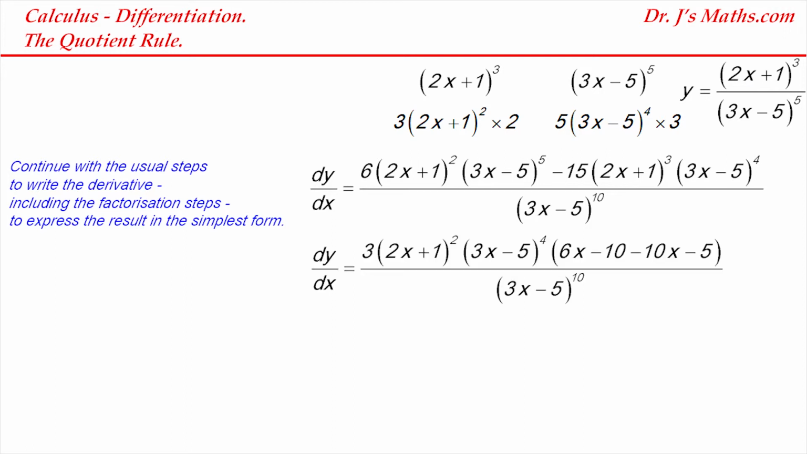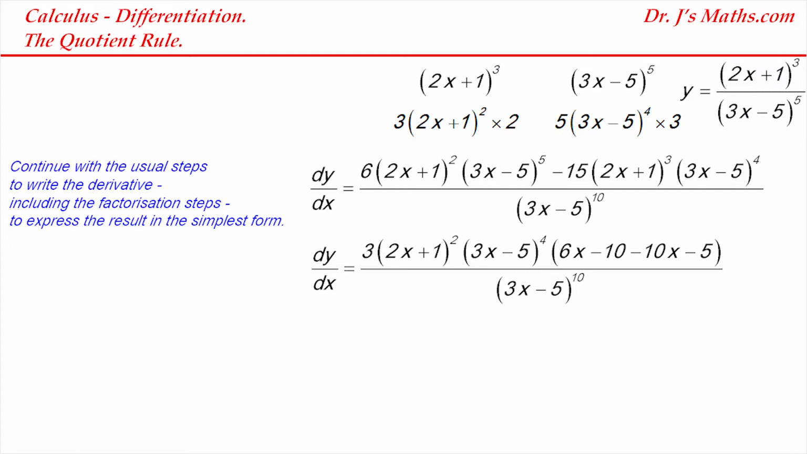We now tidy up. We've got a 3 as a common factor in the two terms in the numerator. We've got a 2x plus 1 squared as a common factor, and we've got a 3x minus 5 to the fourth as a common factor. So we're going to take all of those out, and then we've got left over a 2 in the first term and a 3x minus 5, so 2 times 3x minus 5 is 6x minus 10. In the second term, we've got a 5 left over and a 2x plus 1, so it's minus 5 times 2x, which is minus 10x, minus 5 times plus 1 is minus 5, over the 3x minus 5 to the 10th.